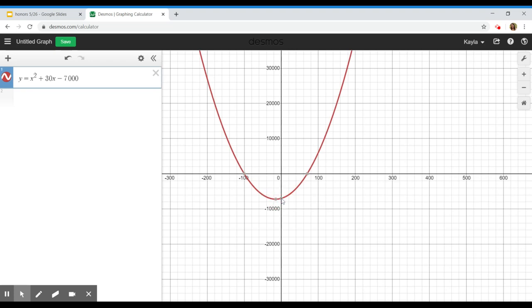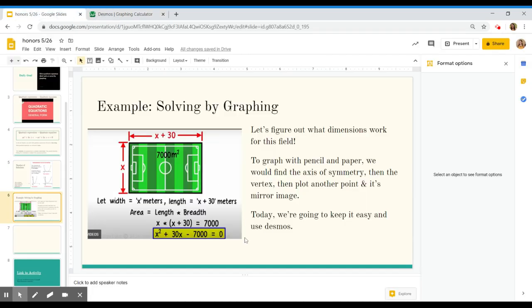I can see the y-intercept right there at negative 7,000. Makes sense. And what we are going to do is use these points as our solutions, 70 and negative 100. If I input those into my equation, I get 0, which is what we're aiming for over here.